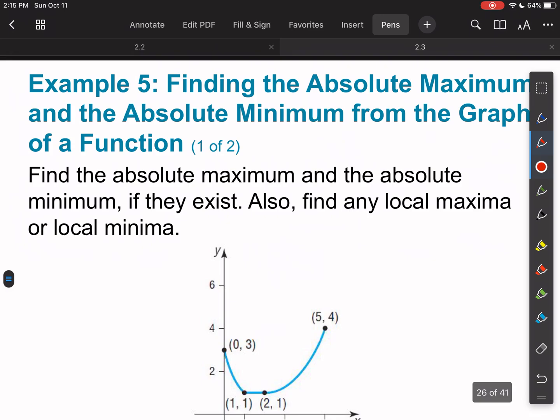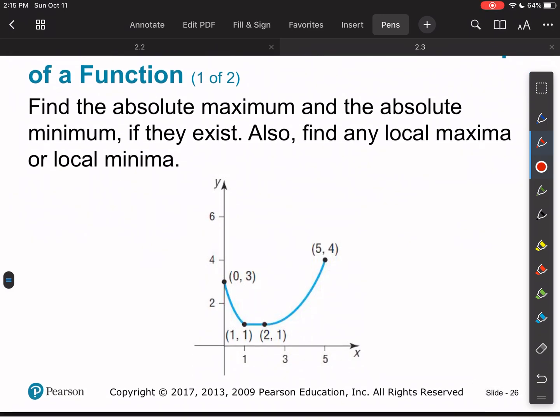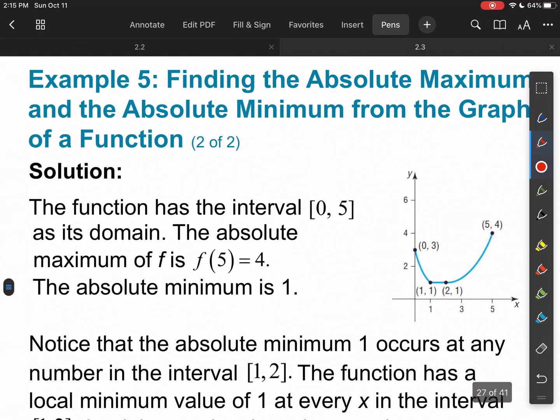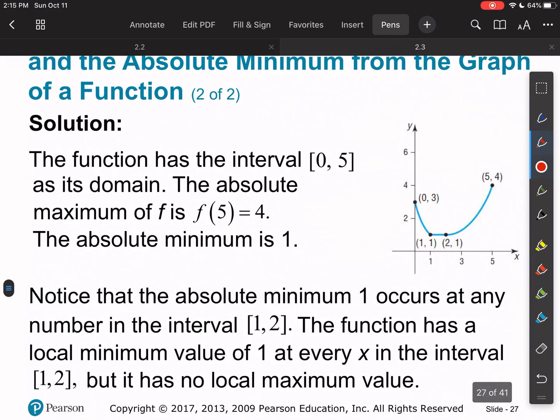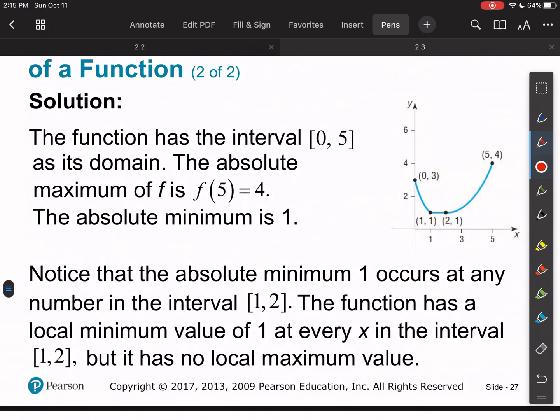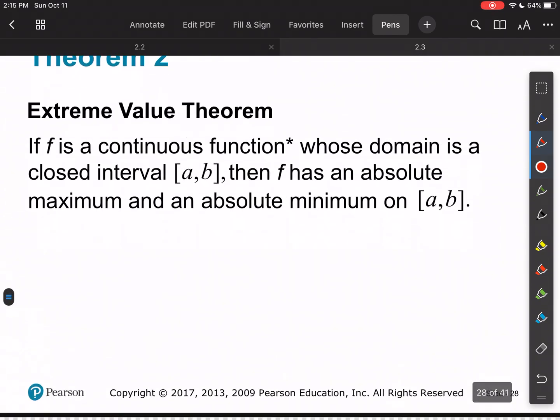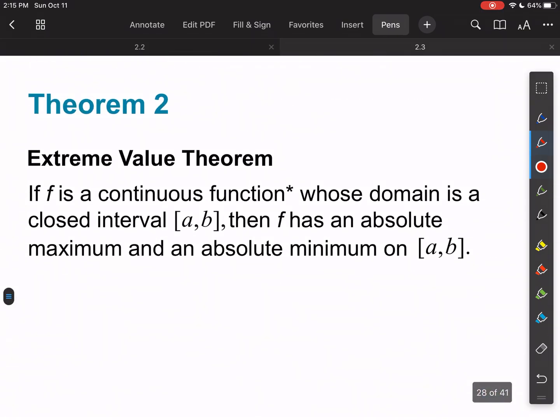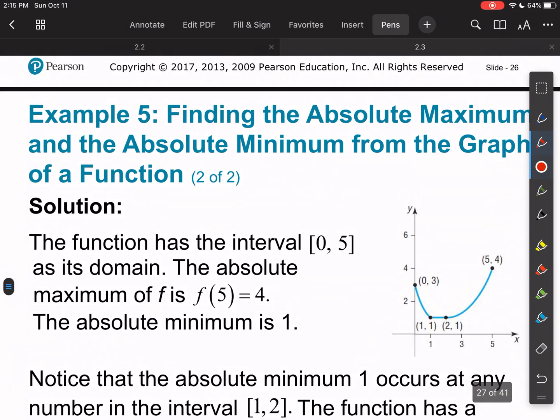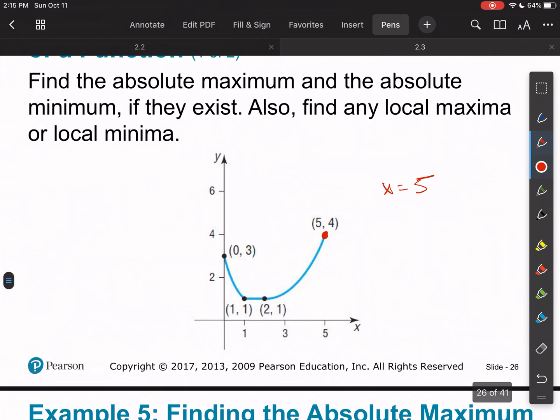Okay, so let's get into some of these. It says, for example 5, find the absolute maximum and the absolute minimum if they exist. Also find any local maxima or local minimum. For this one, the absolute max is going to be the x value of the highest point. The highest point here is this guy, so the absolute max would be x equals 5. And I believe they'll want it as an x equals. Let me just make sure. Oh, they did the minimum first. But yes, it looks like they're wanting the x value. Just about every time they're going to want just the x value, just to locate where these things happen.